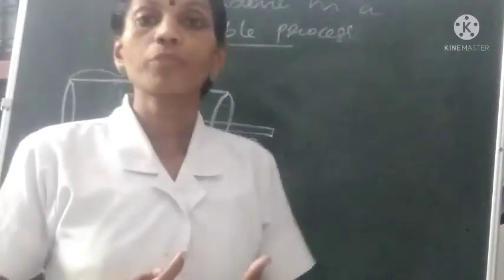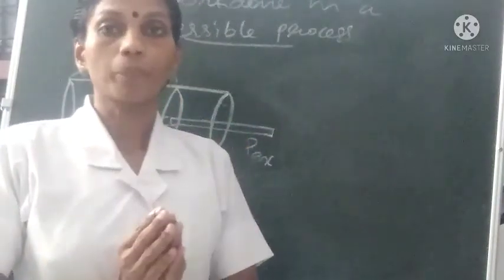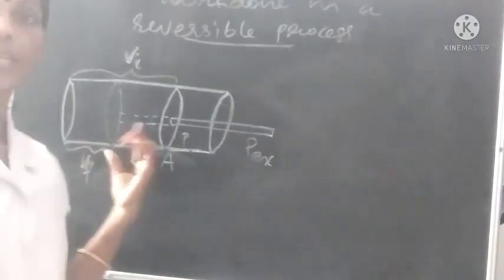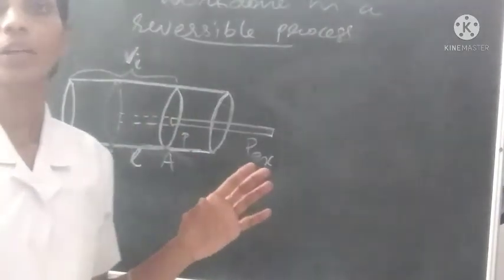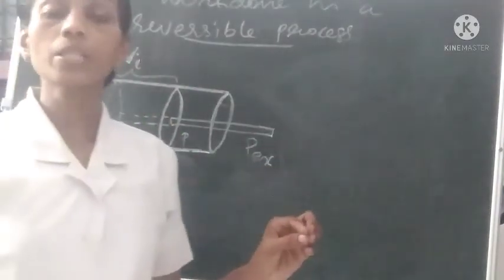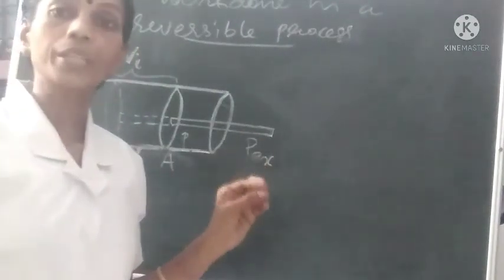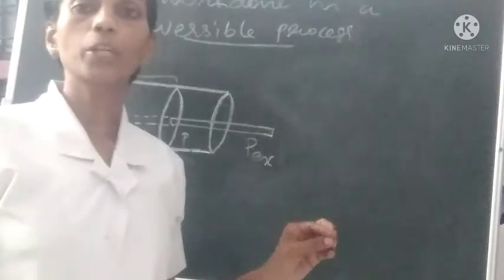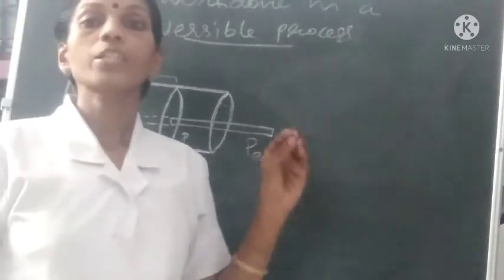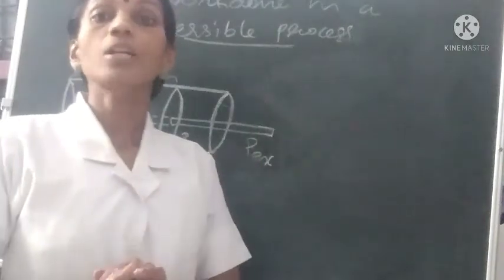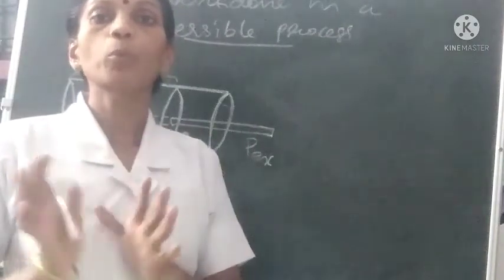Now this compression of gas can be achieved in a single step. That means the piston can be moved from this distance to this distance in a single step. Such a process can be called an irreversible process. And the work done during that irreversible compression of gas will be equal to minus Pex into delta V, where delta V is the change in volume produced due to the movement of piston.